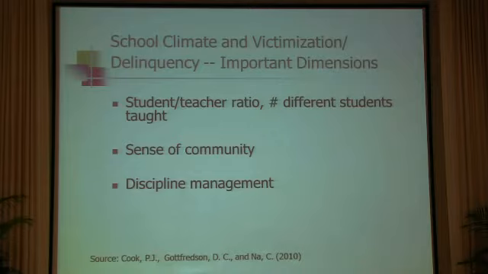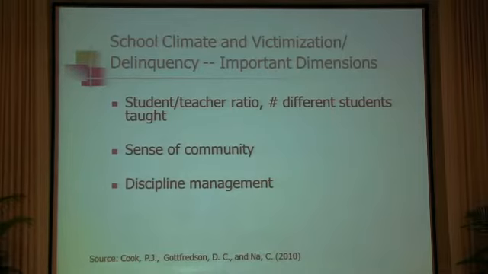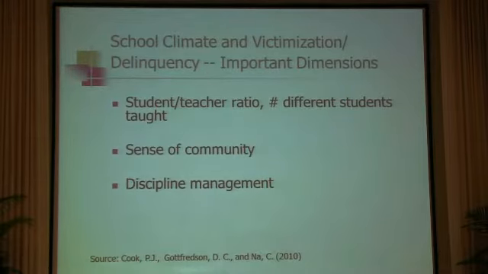Recently, Phil Cook, Chongmin Na, and I undertook a review of research on school crime. We reviewed all of the studies to date that had summarized aspects of school climate and how they affected different problem behaviors. We concluded that these three aspects of school climate were important contributors to a variety of different problem behaviors.